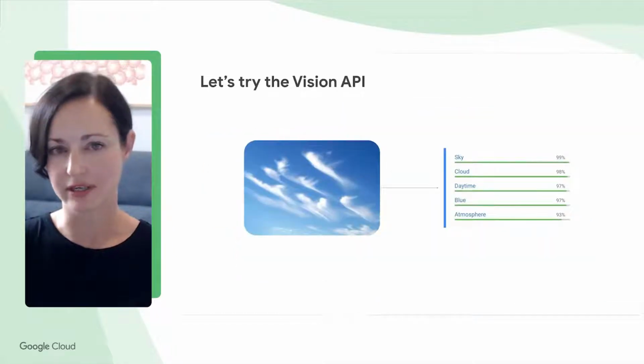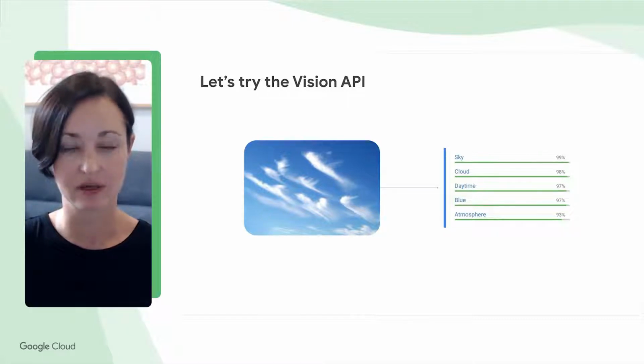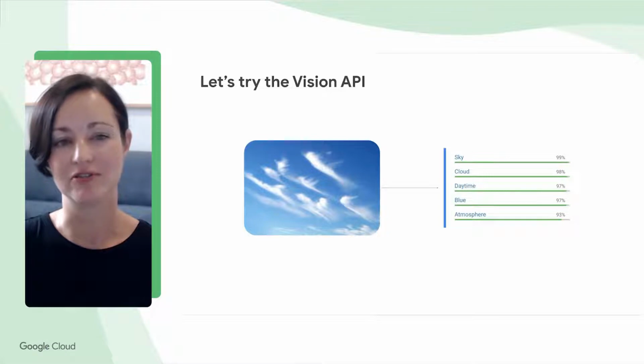I might try the standard Google Cloud Vision API, and you can see it does a good job of identifying things in kind of a generic way. It says sky and cloud and blue, but it's not specific enough for my purpose. I need to know exactly what type of clouds these are. And that's where we have AutoML Vision to the rescue.